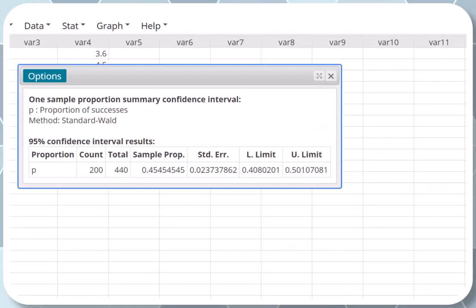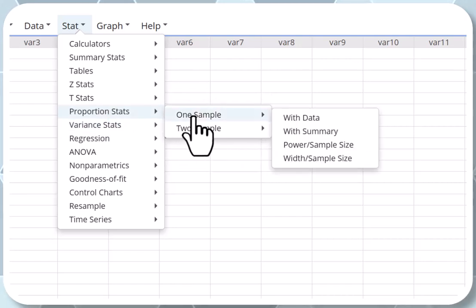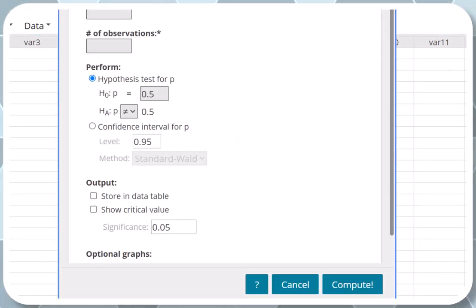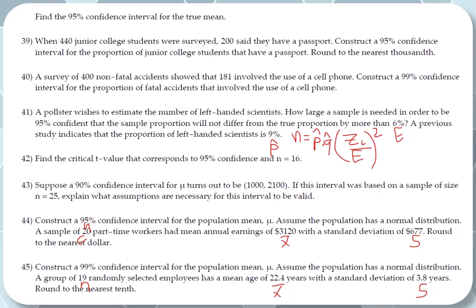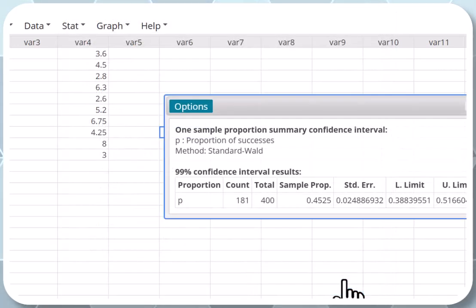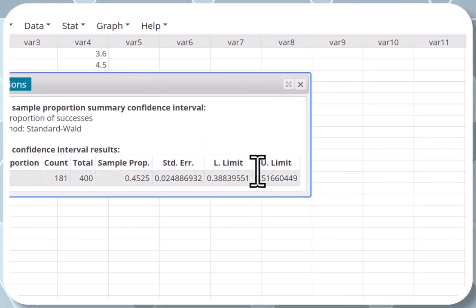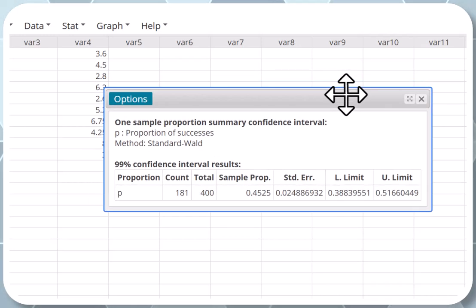Okay, so you go to Stat, Proportion Stats, one sample with summary. So number of successes is what? 181. Number of observations is 400. Let me just make sure. Yeah. And then the confidence level, guys, is 99 this time. Make sure to change this one to 99. Compute. So you get the lower limit and upper limit, and the conclusion will be with 99% confidence, we can say that the true proportion of non-fatal accidents involving the use of a cell phone is between 38.8% and 51.7%. Okay, that's how you do it.